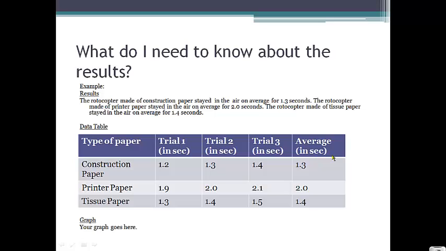And then I also took an average of this data. To get an average, if you don't know how, basically you add up all of your data and you divide by how many numbers you have. So for this first line for construction paper, when I dropped the rotocopter the first time, it landed in 1.2 seconds. When I dropped it the second time, it landed in 1.3 seconds. When I dropped it the third time, it landed in 1.4 seconds. I add those numbers up and divide by 3, and I get my average, which is 1.3 seconds.